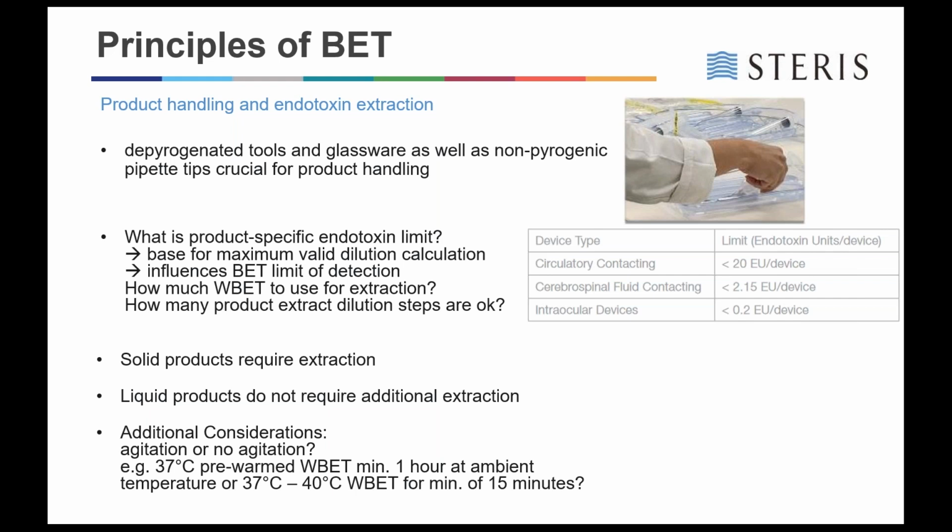Additional considerations for extractions would be agitation or no agitation. Agitation is always recommended if possible. There's also 2 different routes that we would take, either pre-warmed water at 37 degrees C body temp, and you would be looking at a 1-hour extraction under ambient conditions. Or you would be looking at doing an extraction between 37 to 40 degrees C with your water, and that would be for 15 minutes. Any other extraction times would be justifiable through a risk assessment or other documentation.